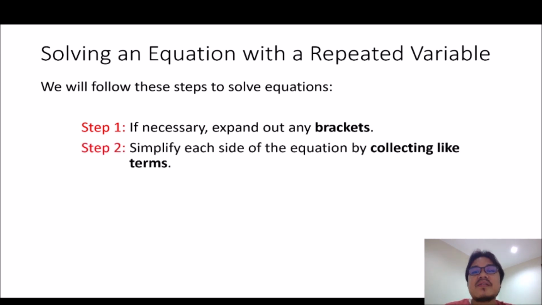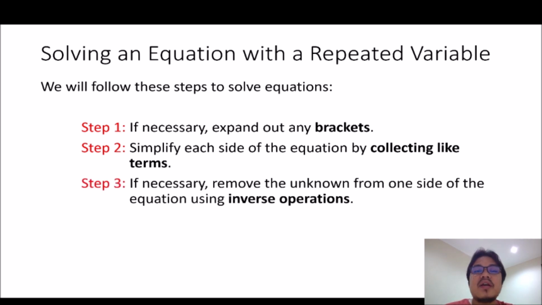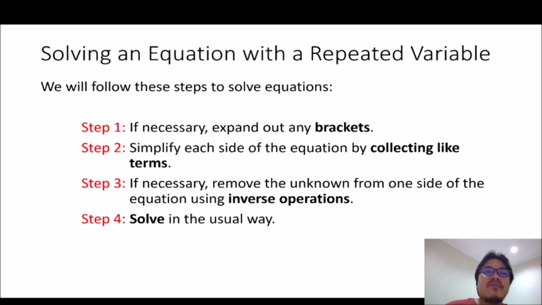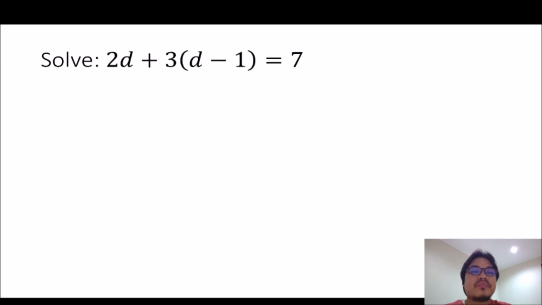Second, simplify each side of the equation by collecting like terms. Third, if necessary, remove the unknown from one side of the equation using inverse operations. Then the last one, solve the equation in the usual way. When we say in the usual way, it's either solving a one-step equation or solving a two-step equation. Okay? Let's start with our first example.